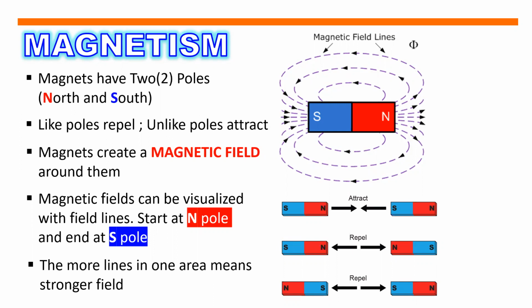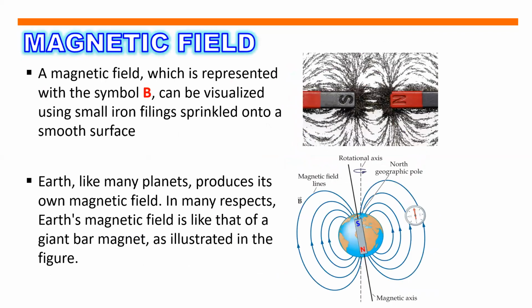these two poles. Magnets create a magnetic field around them. So makikita natin may mga magnetic field lines tayo. So magnetic fields can be visualized with field lines. They start at the North Pole and end at the South Pole. So yung magnetic field lines natin, manggagaling sa North, ang direction niya papunta siyang South Pole. So the more lines in one area means stronger field. So a magnetic field is represented with the symbol B. So yung B natin ay ginagamit natin para ma-represent yung ating magnetic field.